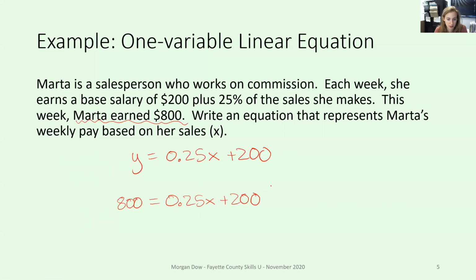So this equation right here represents Marta's weekly pay based on her sales x. Her weekly pay was 800. So 800 is going to be equal to 25% of whatever sales she made, we haven't figured it out yet, plus 200.